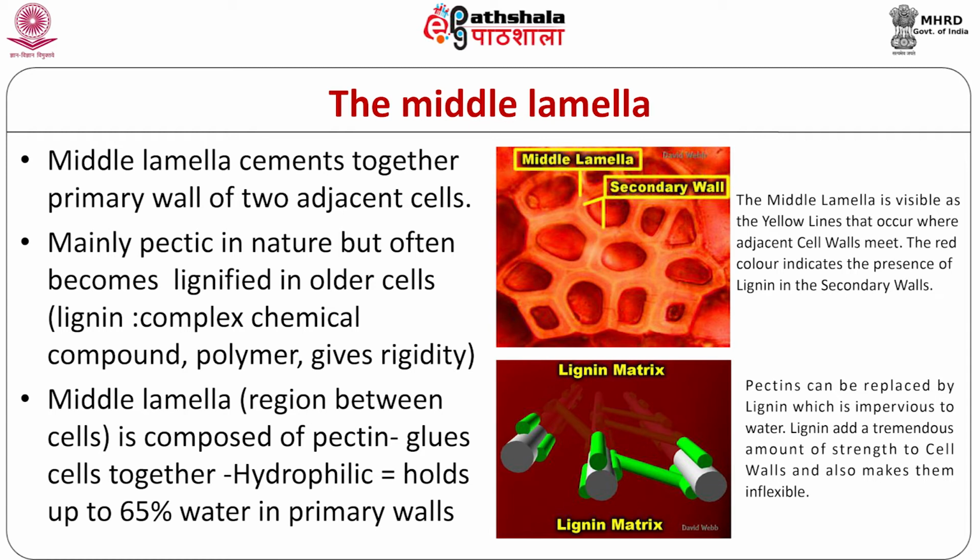The figure shows the structure of the middle lamella and secondary cell wall, where the middle lamella is visible as the yellow lines that occur where adjacent cell walls meet. The red color indicates the presence of lignin in the secondary walls. Figure 2, that is the lignin matrix. The pectins can be replaced by lignin, which is impervious to water. Lignin adds a tremendous amount of strength to the cell wall and also makes it inflexible.